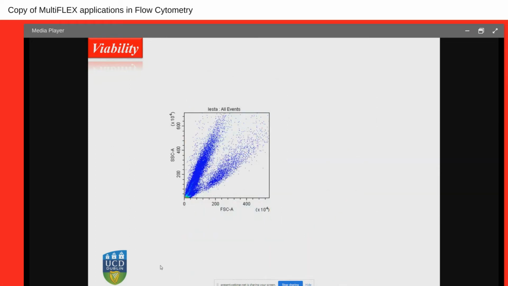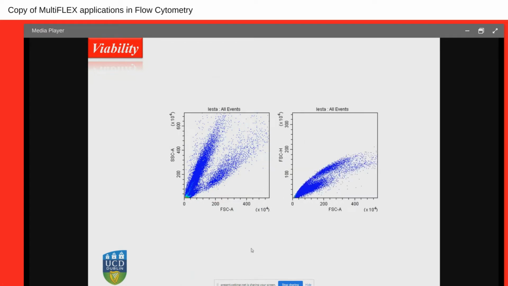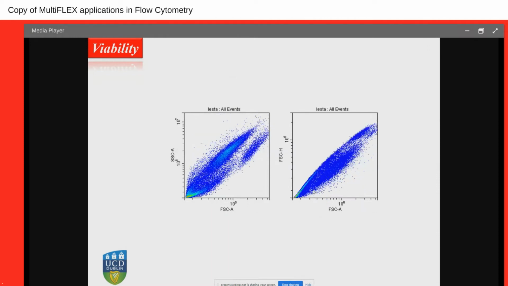Fine. And now it's more difficult to select where the junk is and where my dead population is. We cannot see a clear distinction between them. And same here, we're looking for singlets. What is this population that's pulling out here? I have no clue. Let's change the scale from linear scale to logarithmic scale.